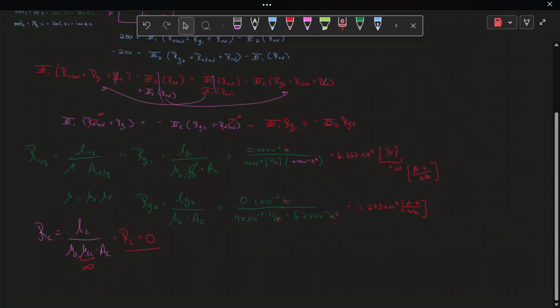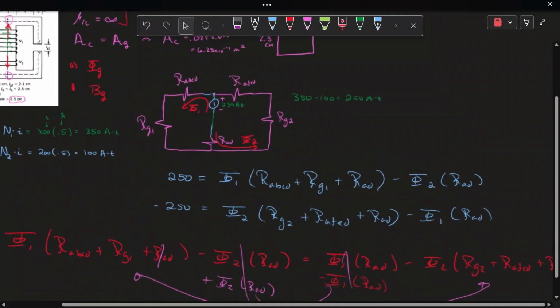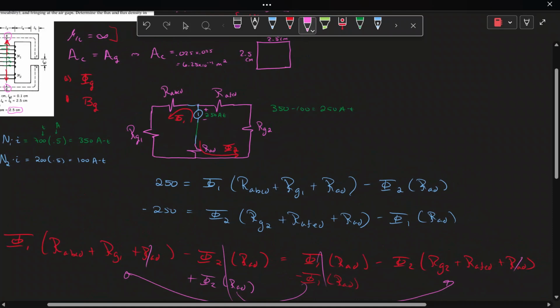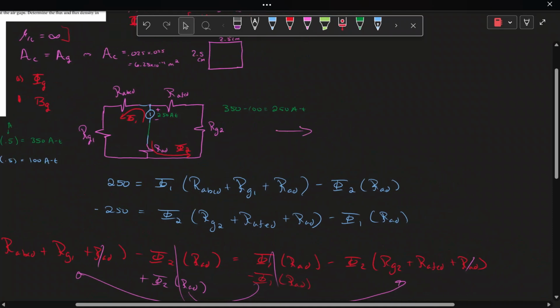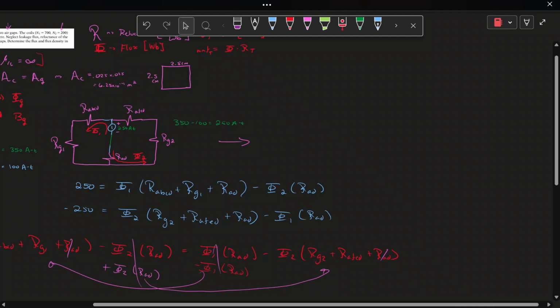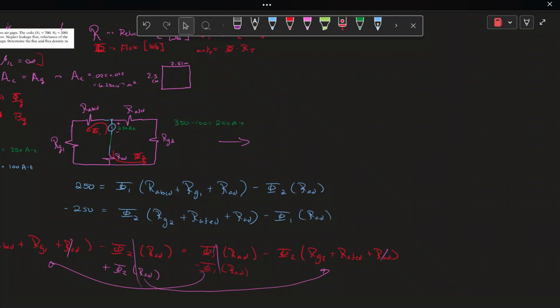So what do we do? Well, if we see here, what can we do here? We can simplify our circuit model, knowing that the reluctance of the cores are 0, meaning if the resistances, quote unquote resistances, are 0, they become short circuits. So what do we have? We have the reluctance of air gap 1. We have our magnetomotive force in the middle, 250 amp turns, plus minus. And we have our air gap 2.